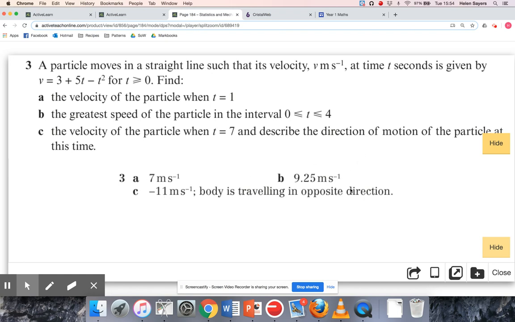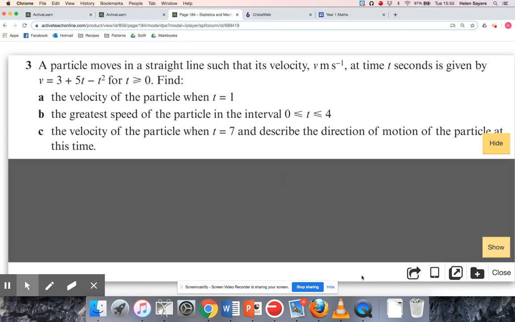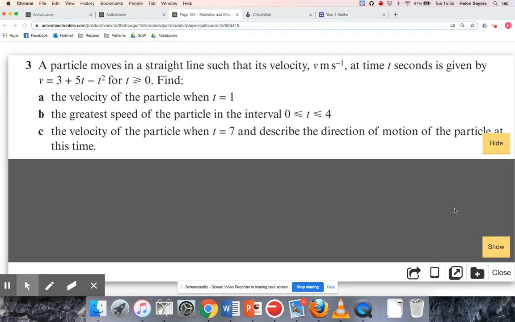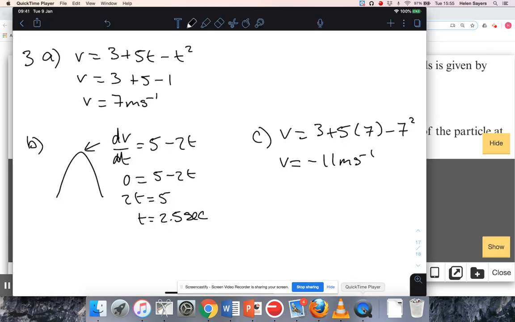Oh, crikey, so I've just realised I didn't answer B correctly. Okay, right, let's go back and finish off B. Right, must read the question carefully. So B didn't ask me for the time, it asked me for the greatest speed. Okay, do be careful of that, because that would have cost me quite a few marks if this was an exam question. So going back to B, now I've got the value of t.